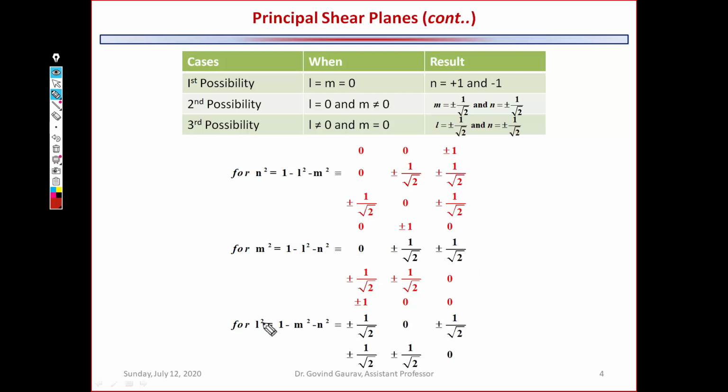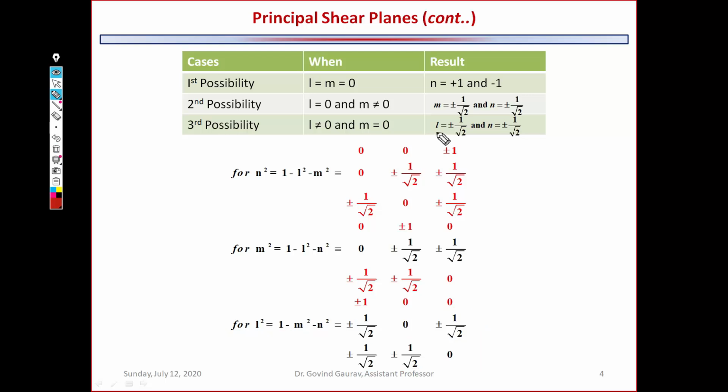Now the last term, when we substitute L square is equal to 1 minus M square minus N square, again we will get three sets of values of L, M and N. So these are the values. L is equal to plus minus 1, M is equal to 0 and N is equal to 0. The second case would be when L is equal to plus minus 1 by root under 2, M would be 0 and N would be plus minus 1 by root under 2. The next would be when we get the values of L is equal to plus minus 1 by root under 2, M would be plus minus 1 by root under 2, and N would be 0.